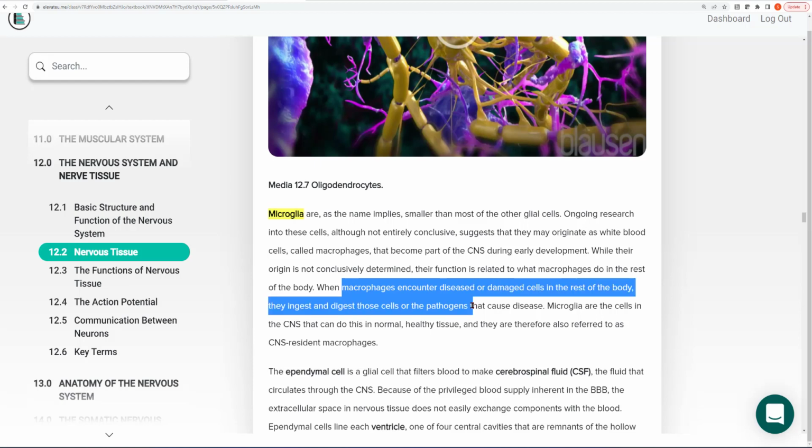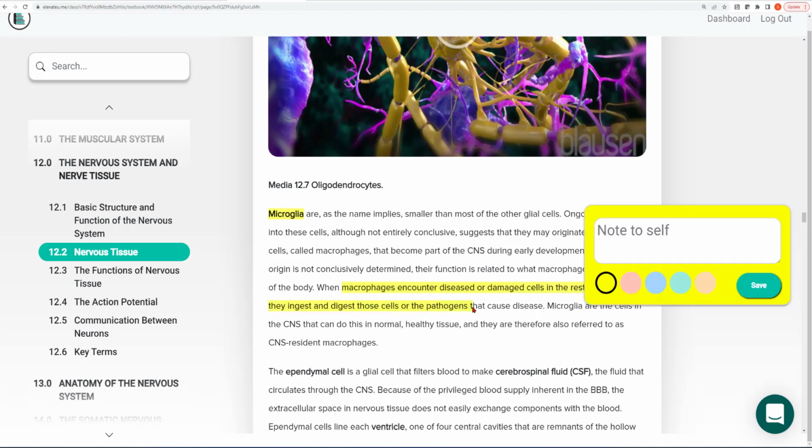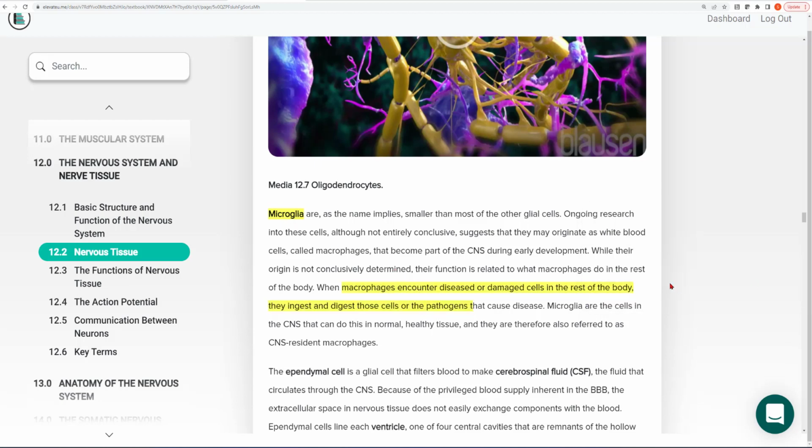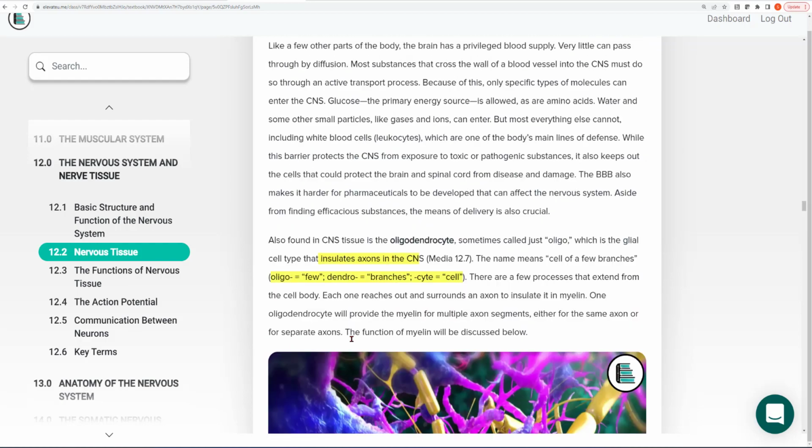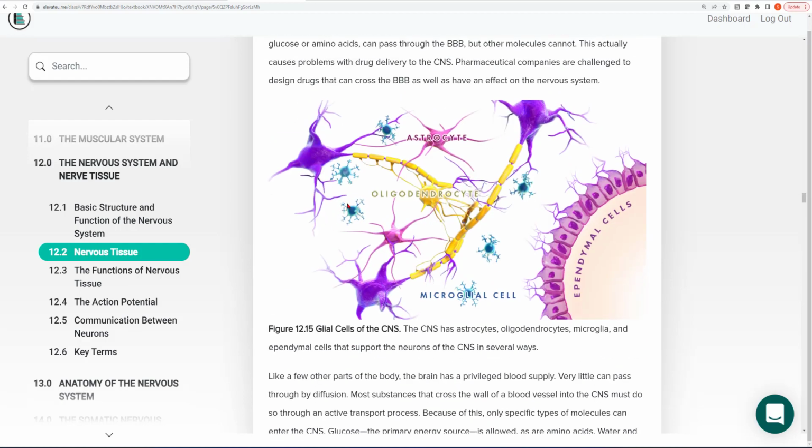So if a virus or a bacterium were to make it into your brain tissue, these microglia would come along and phagocytose that and destroy it. Okay. So microglia are basically cells of the CNS, and they are macrophages. If we look at the picture up here, these little tiny bluish green guys, these are the microglia, much smaller than the other glial cells.